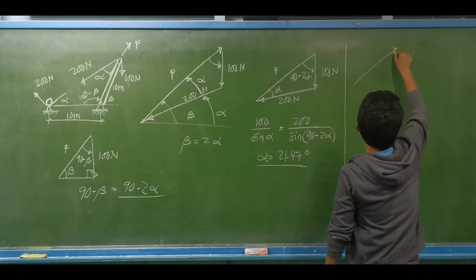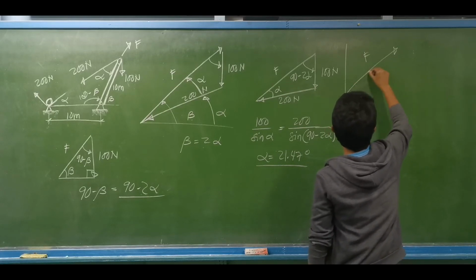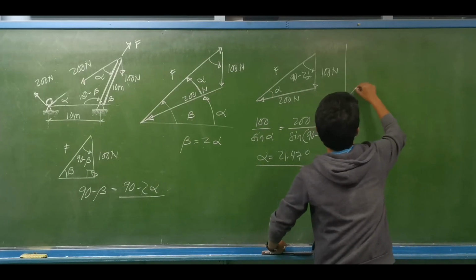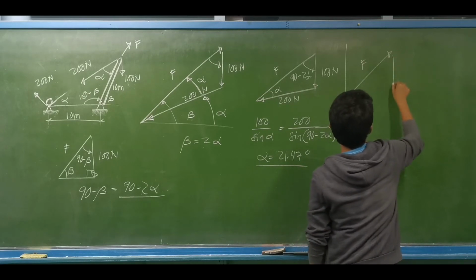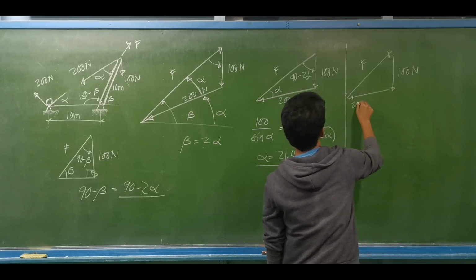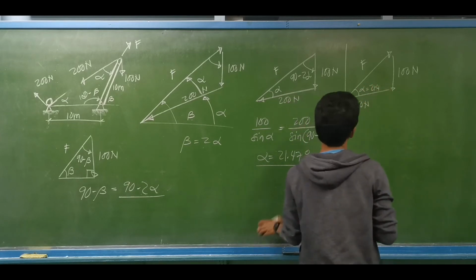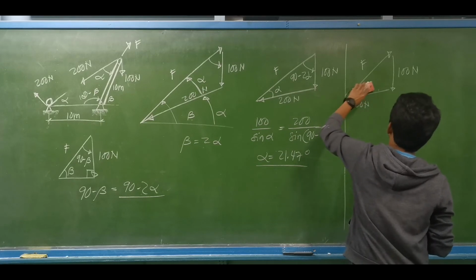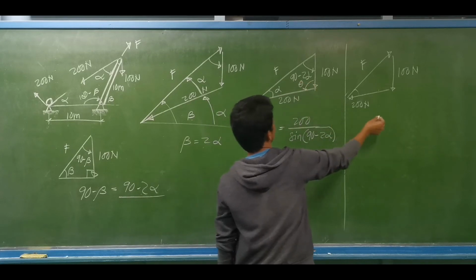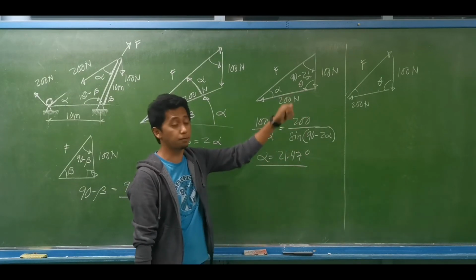So let us establish the parts of the triangle. This is force F. This is the 100 newtons and the 200 newtons. So this is alpha equal to 21.47 degrees. So we have to determine this as theta, so that we can use cosine law to compute for the force F.